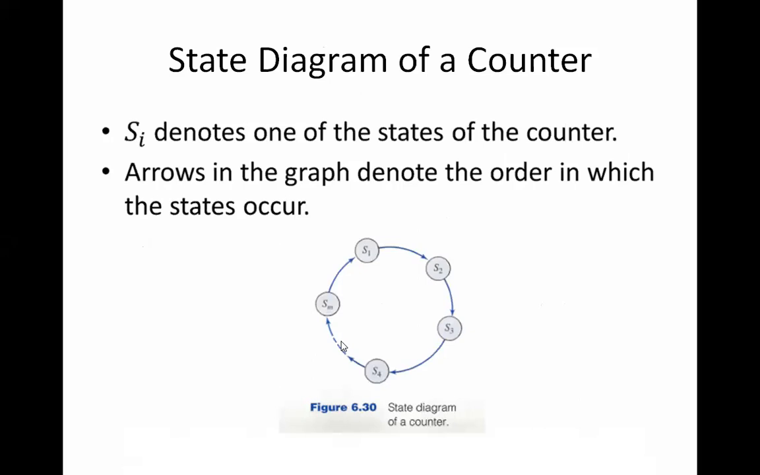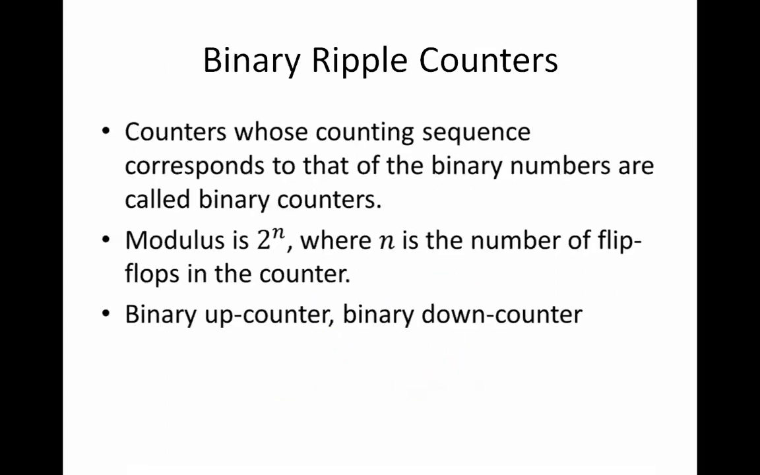Okay, so I have picked up this information from your prescribed textbook. Let us say you have state 1, and then you're moving into state 2, state 3, state 4, and similarly state m. So we are generating a sequence in which these states are to move one after the other. Okay, so that's called a state diagram of a counter.